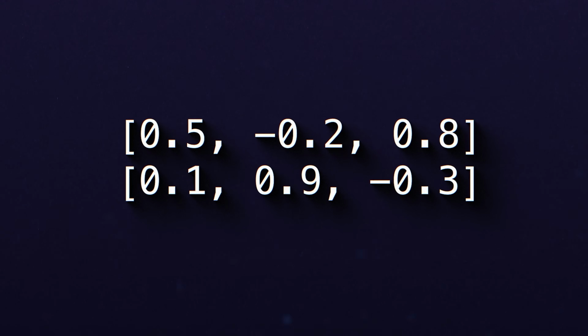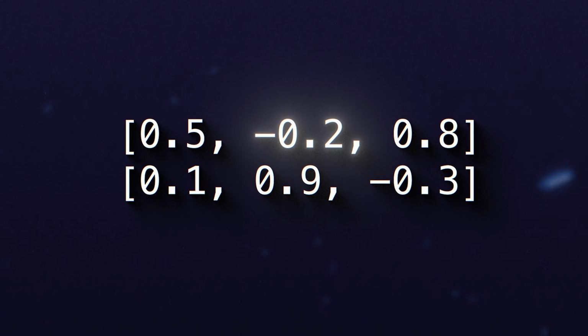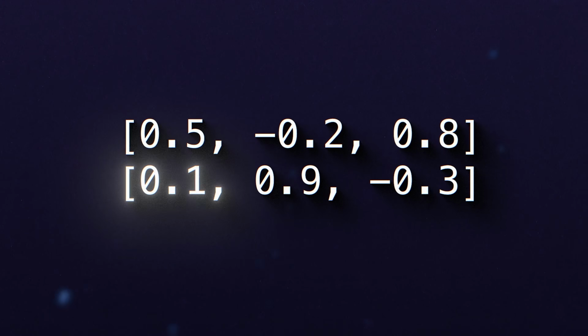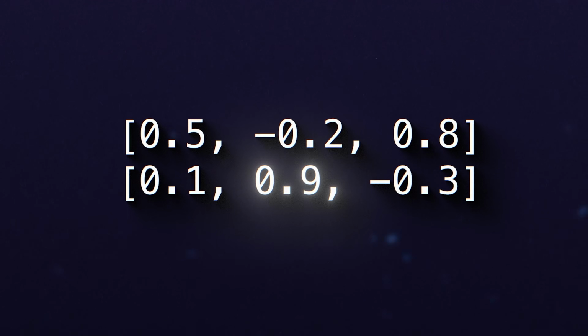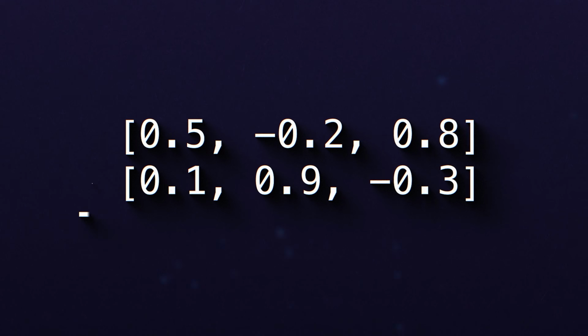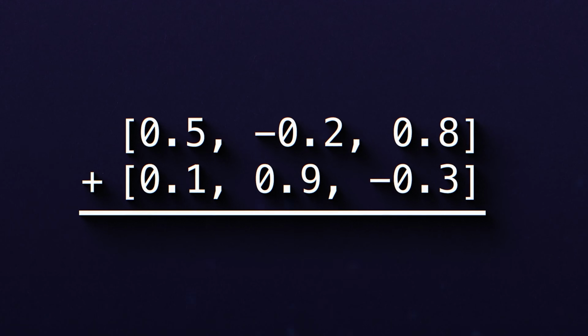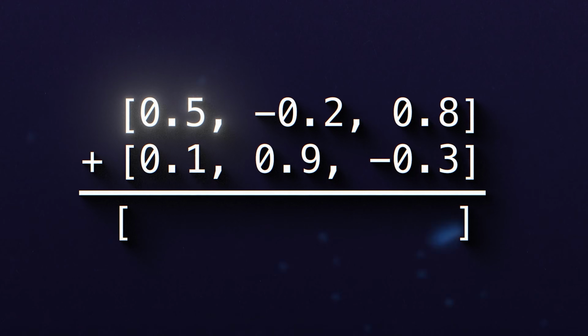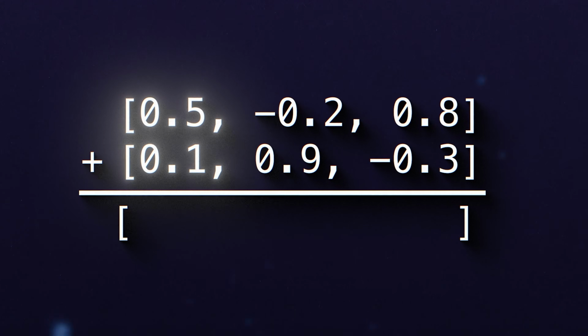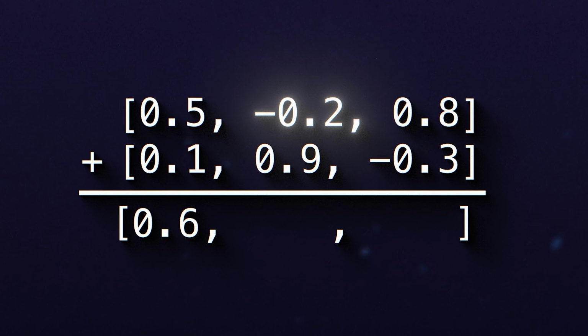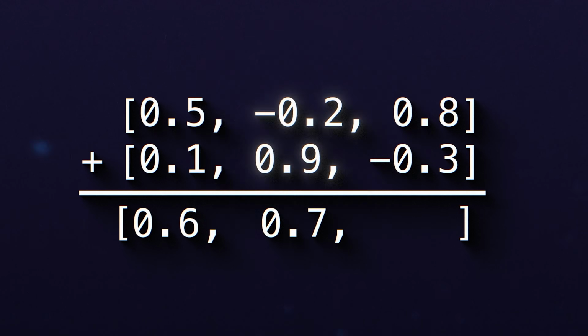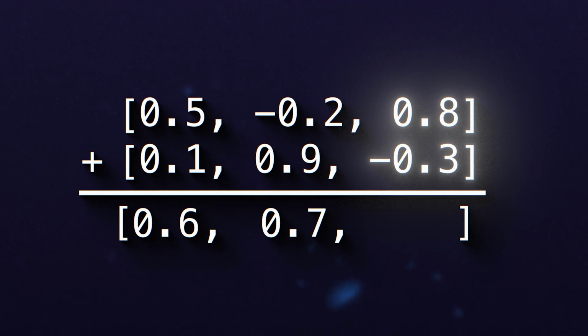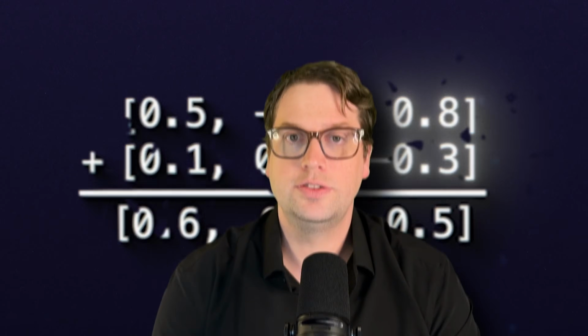Let's look at two vectors, 0.5, negative 0.2, 0.8, and 0.1, 0.9, negative 0.3. We can add vectors element by element, so 0.5 from the first vector plus 0.1 from the second vector gives us 0.6. Negative 0.2 and 0.9 gives 0.7. And finally, 0.8 and negative 0.3 gives 0.5. This is vector addition, and in the context of semantic embeddings, it means this concept mixed with that concept.